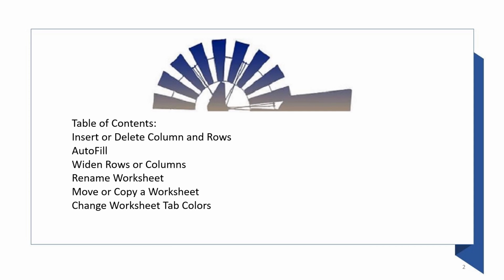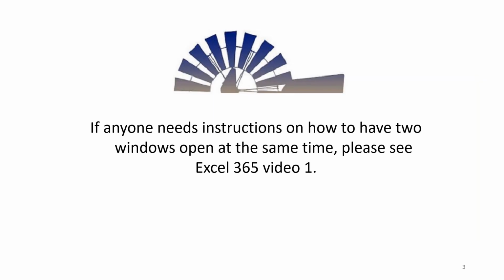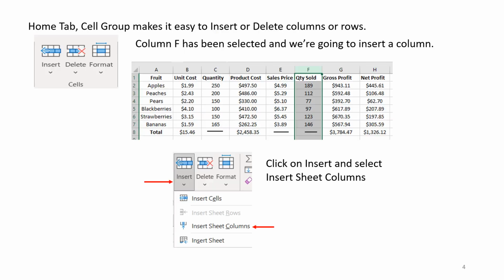Table of Contents. Insert or delete column and rows. AutoFill. Widen rows or columns. Rename worksheet. Move or copy a worksheet. Change worksheet tab colors. If anyone needs instructions on how to have two windows open at the same time, please see Excel 365 Video 1.